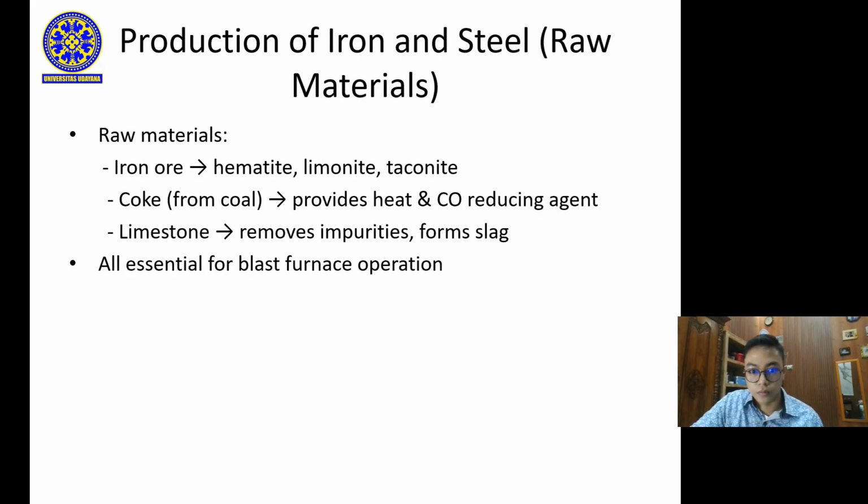The production of iron and steel uses three main raw materials: iron ores, coke, which is obtained from coal, and limestone, which removes impurities and forms slag. All these are essential for blast furnace operation.